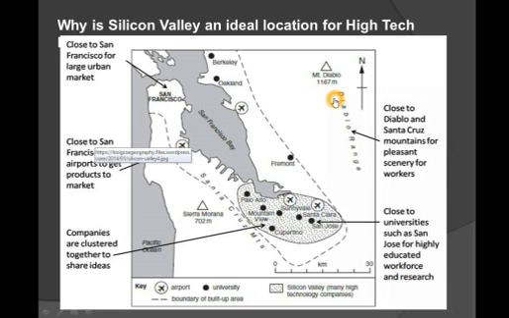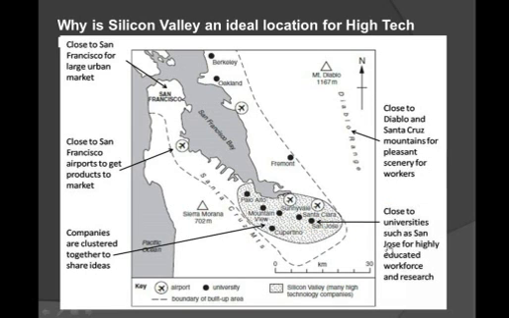You can see the Diablo range, so this is one factor: close to the Diablo and Santa Cruz mountains for pleasant scenery for workers. The scenery is simply the outlook of the landscape. These hilly areas are very pleasant to look at, so that is important for people who live around and people who work there. You can see from the key, this black dot is a university, so this is a factor.